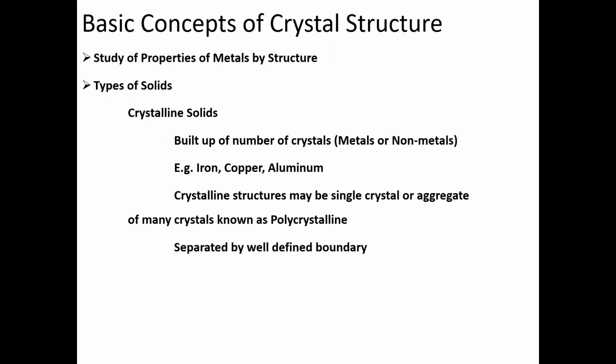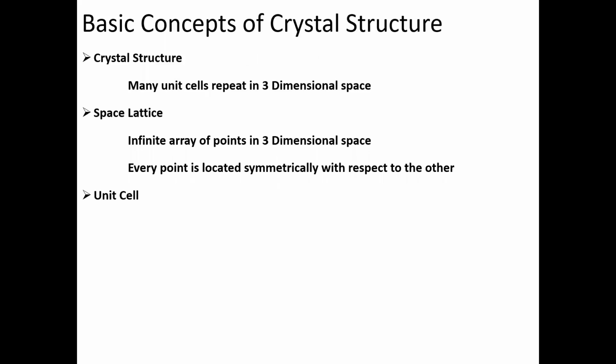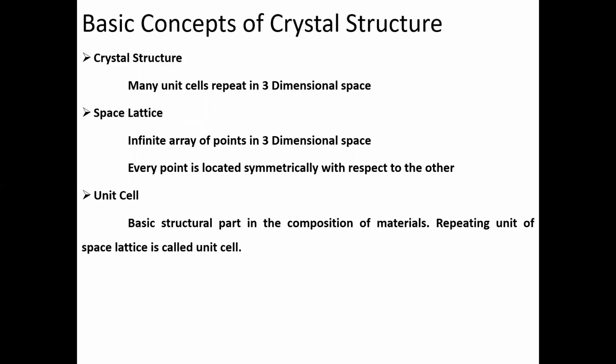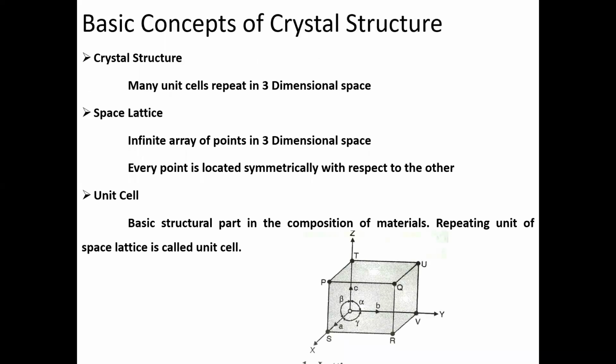Yesterday we went through what crystalline solids are and what non-crystalline solids are. Then we started with the terminologies related to crystal structure. What is space lattice? What is crystal structure? Then what is a lattice point? What is a unit cell? Then we learned the lattice parameters. So the lattice parameters are a, b, c and alpha, beta, gamma.